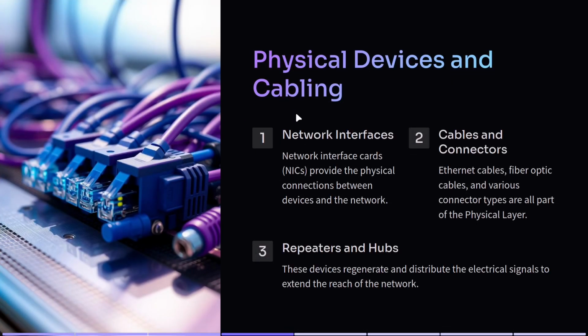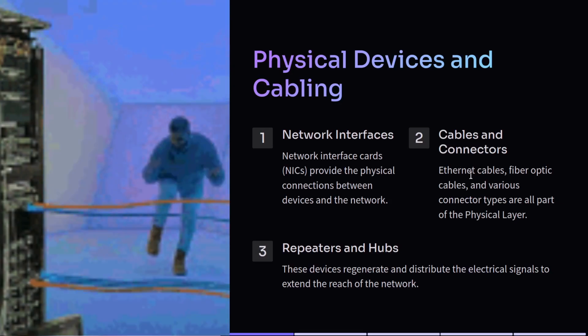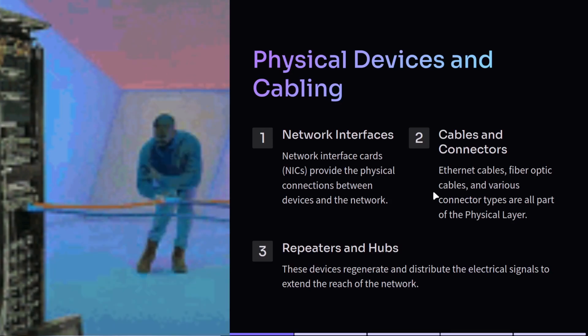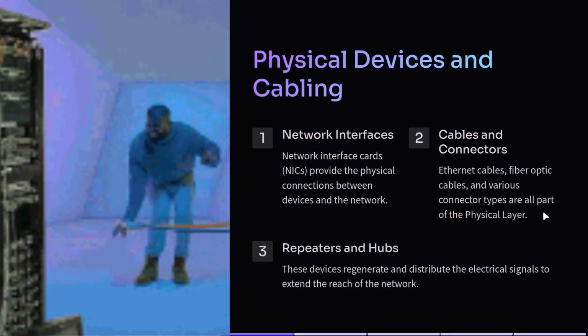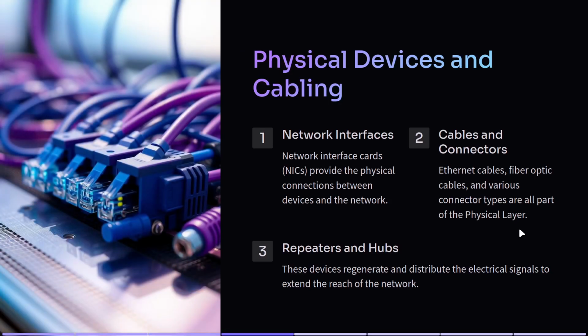Physical devices and cabling. Number 1. Network interfaces. Network interface cards, also known as NICs, provide the physical connections between devices and the network. Number 2. Cable and connectors. Ethernet cables, fiber optic cables, and various connector types are all parts of the physical layer. So pretty much any cord that you connect to your computer, router, switch, or hub lies under the physical layer. Number 3. Repeaters and hubs. These devices regenerate and distribute electrical signals to extend the reach of the network.